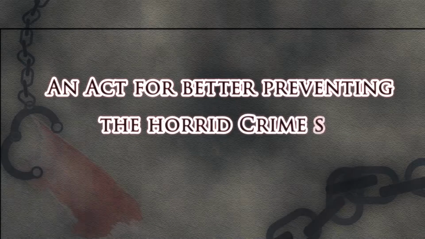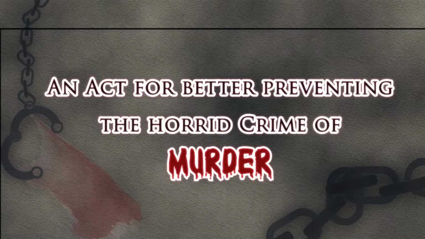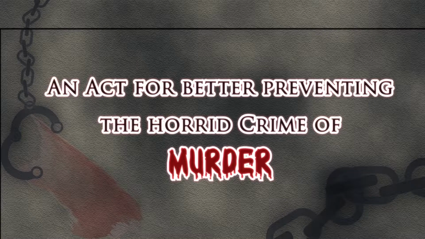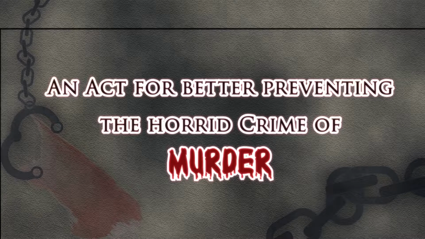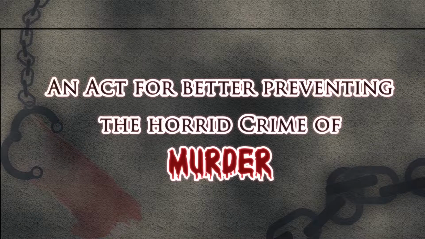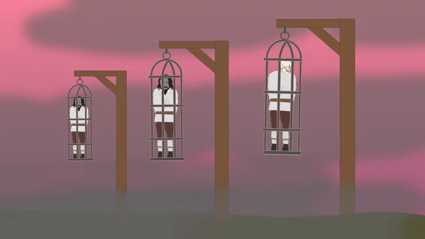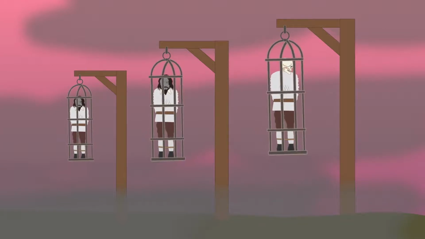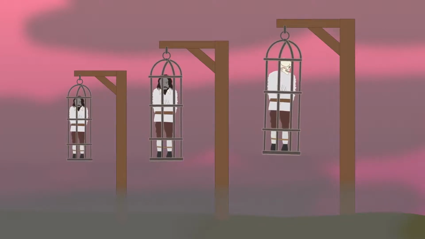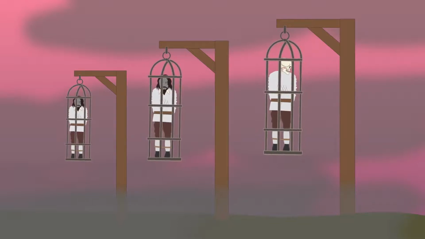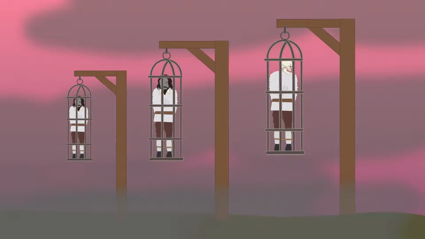While gibbeting was an infrequent method of public execution prior to the 18th century, it was in 1752 that the Murder Act, also known as An Act for Better Preventing the Horrid Crime of Murder, was passed in Great Britain, making the practice more popular. Particularly, the Murder Act made post-mortem punishments such as gibbeting customary, as it was thought of as a form of collective retribution and vengeance against murderers. So rather than being buried, murderers were to be dissected or left hanging in chains.